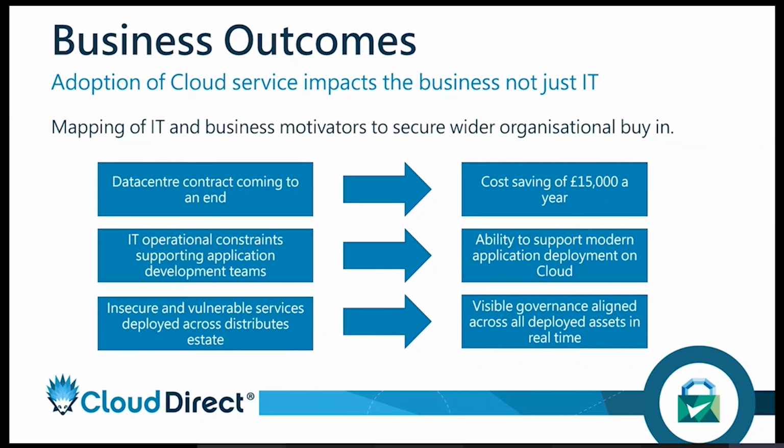Insecure and vulnerable services across a distributed estate. If you bring in visible governance aligned across all deployments in real time, we're able to manage that on a real-time basis and actually prove and show that we're governed in the right way. These are all benefits, and what we're trying to get across with this slide, as part of the CAF framework, is making sure that your business outcomes are not just technical and not just technology orientated, but also a wider delivery across the rest of the business.